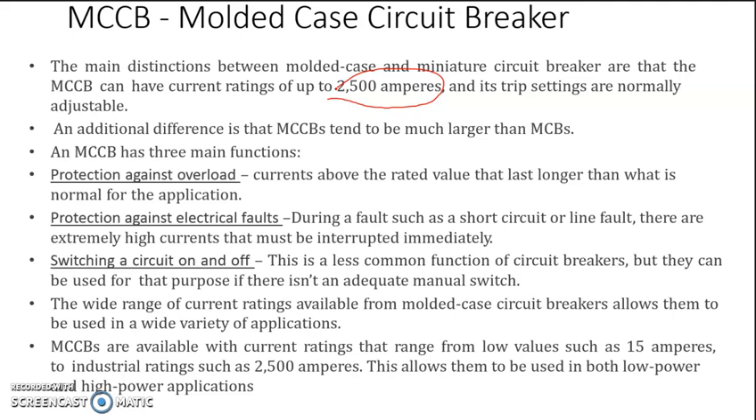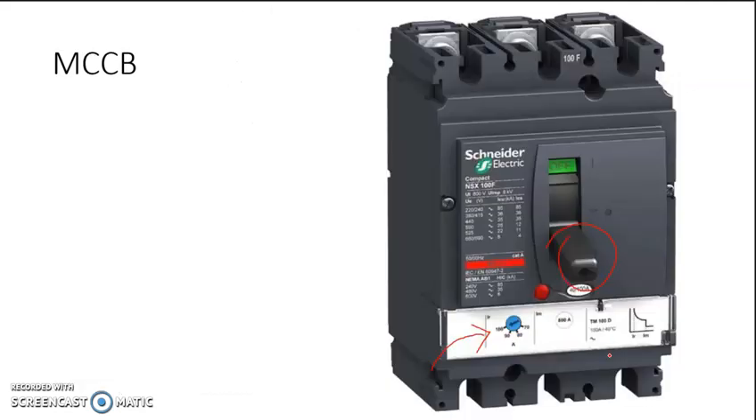They are used mainly in industrial applications and also in domestic applications. So they are available from an amperage of 15 amps to the industrial ratings of 2500 amps. Here is a figure of an MCCB.